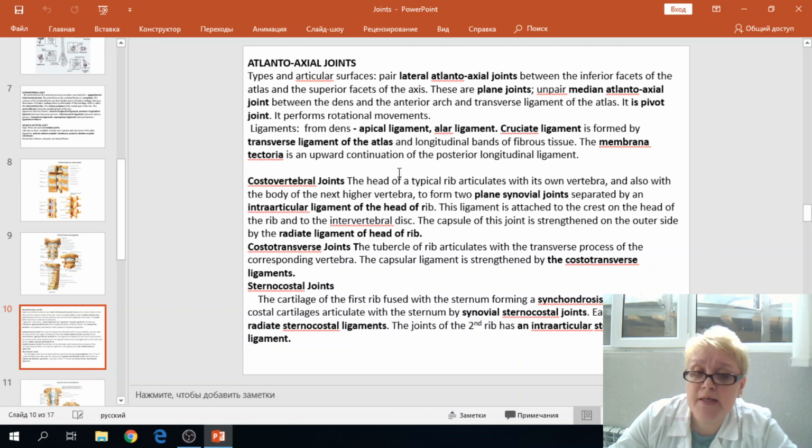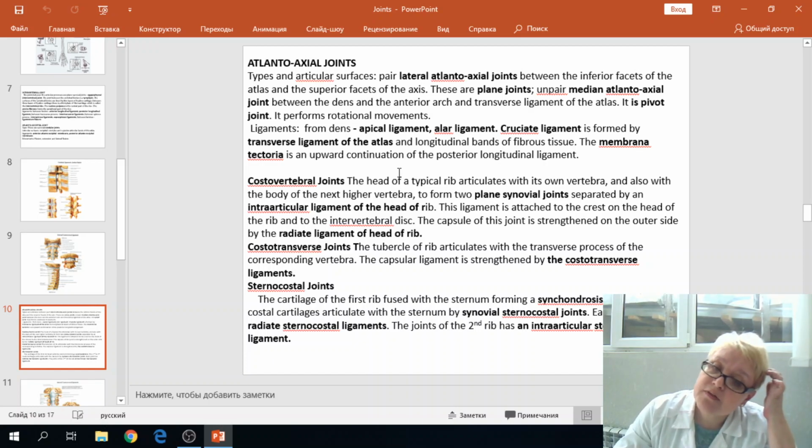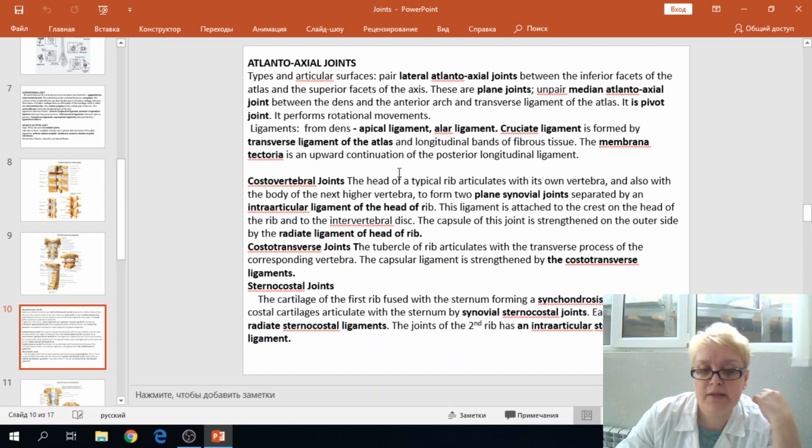Which is separated by the interarticular ligament of the head of the rib. This ligament begins from the crest which is present on the head of the rib and attaches to the intervertebral disc. And outside the capsule we have the radiate ligament of the head of the rib, or radiate costovertebral ligament. Next joint, the costotransverse joint. Articulation takes place between the tubercle of the rib and the transverse process of the corresponding thoracic vertebra. The capsular ligaments are the costotransverse ligaments.